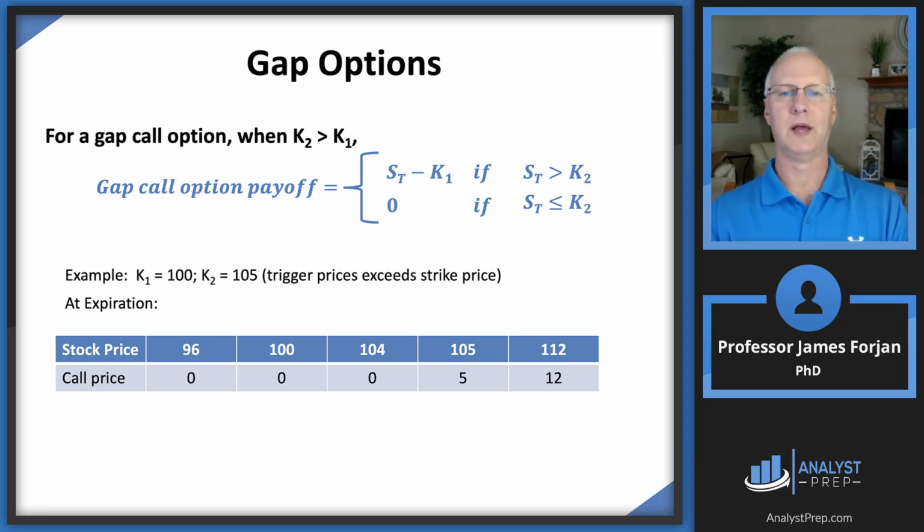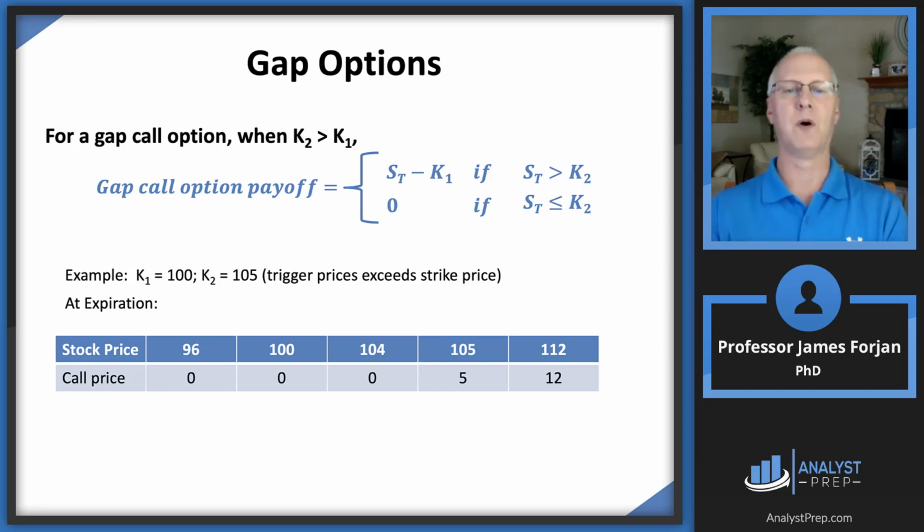Let's suppose that we have a regular old call option. However, K1 is 100 and K2 is 105. All right, so this is what the deal is. We have the right but not the obligation to buy at 100. But the value of the option is only triggered when the stock price gets to be 105 or above. All right, so this is an example in which the trigger price, 105, exceeds the strike price, 100.